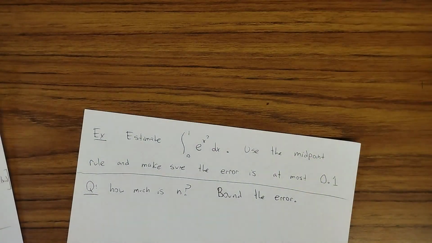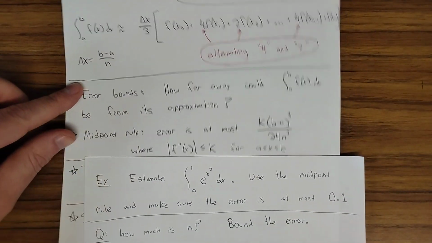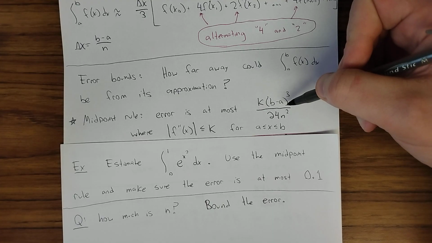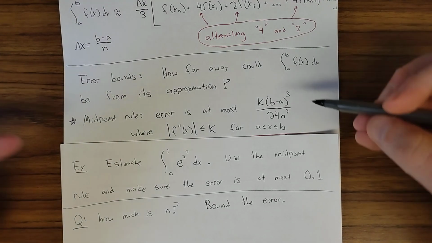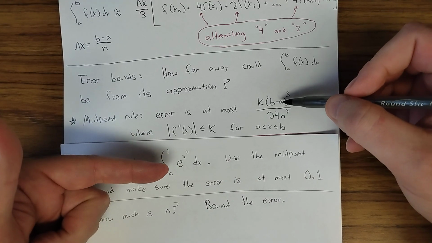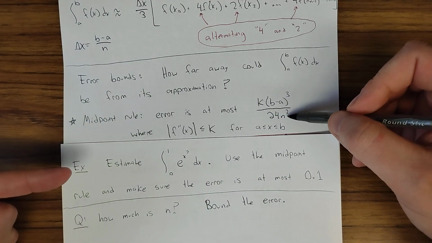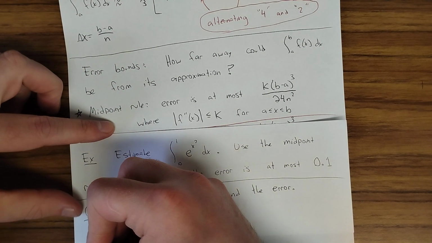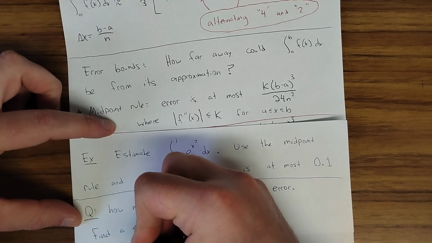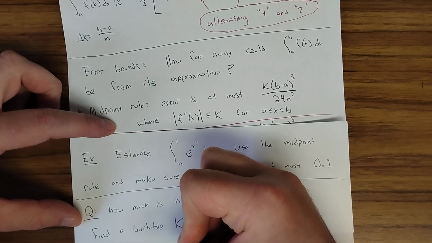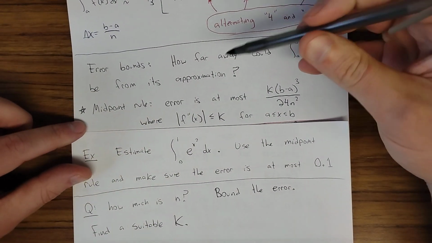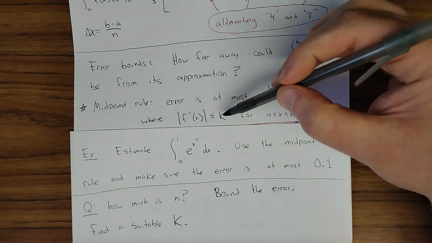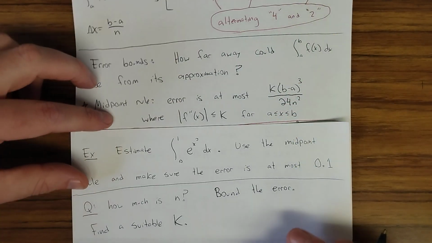So I ask myself, I'm using the midpoint rule. What do I know about the error in the midpoint rule? Well, we just talked about that. So b is going to be 1, a is going to be 0, n we're trying to figure out. Let's talk about k. I need to make sure that f double prime, where f is this function, is absolute value less than or equal to k.